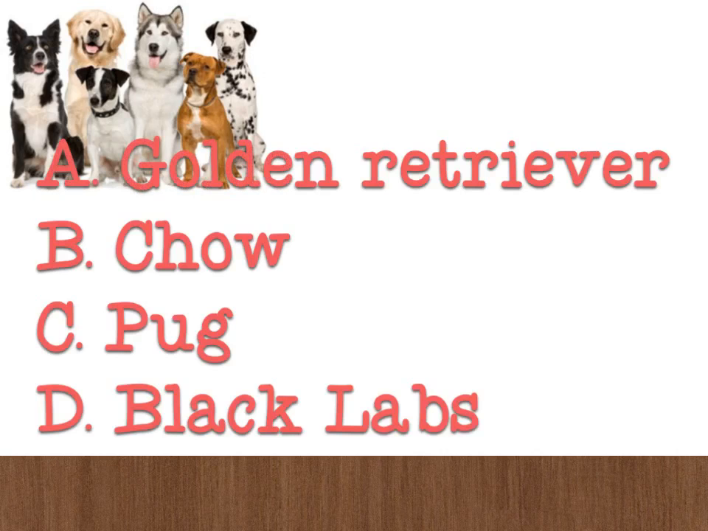And I wanted you guys to know there's only one dog, though, that has a black tongue. So I want you to try to guess what dog has a black tongue. And it's one of these four. It's either a golden retriever, a chow, a pug, or a black lab. So raise your hand if you think it's A. Golden retrievers have black tongues. Raise your hand if you think it's B. Chows have black tongues. Raise your hand if you think it's C. Pugs have black tongues. And raise your hand if you think it's D. Black labs have black tongues.